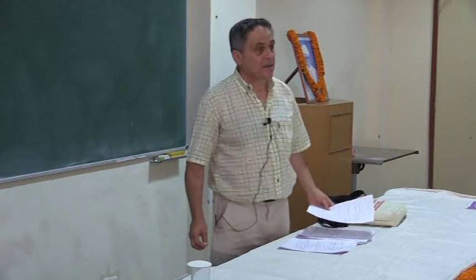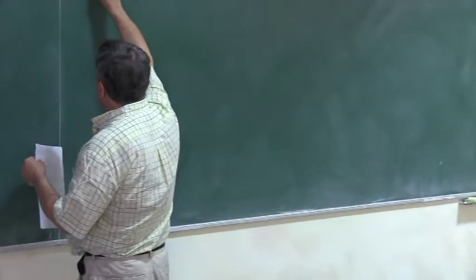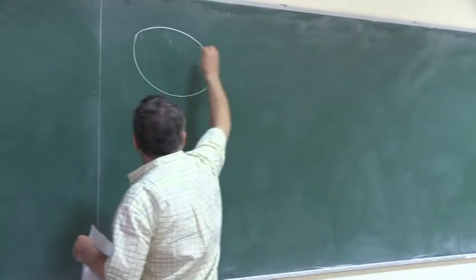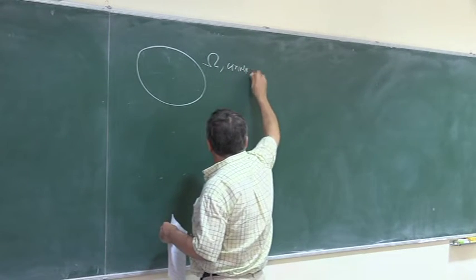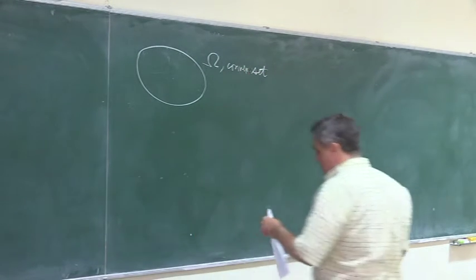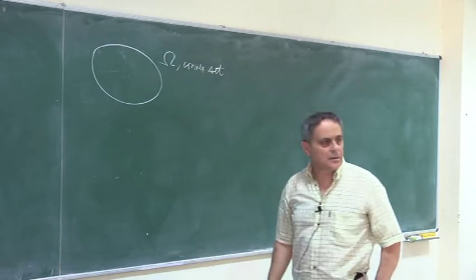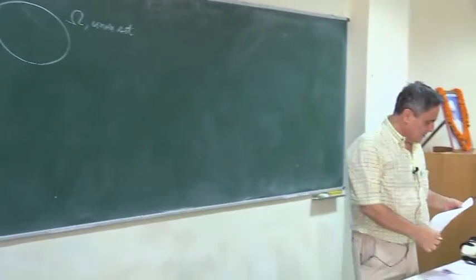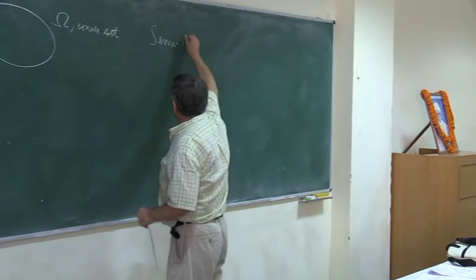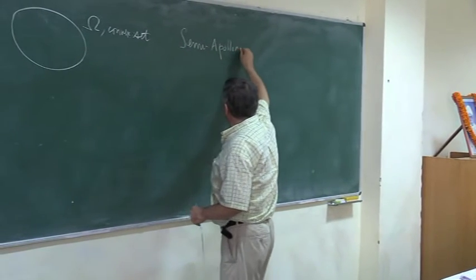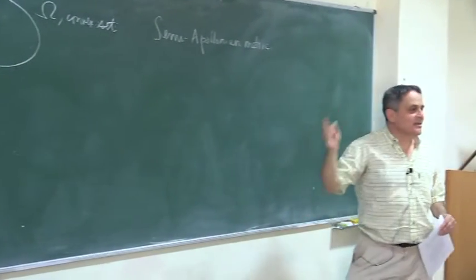With these examples, and this is on, again, on omega, a convex set, and it's called the semi-Apollonian metric. Did I talk about this yesterday?